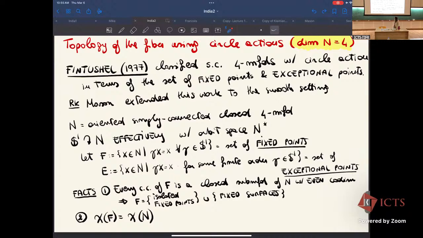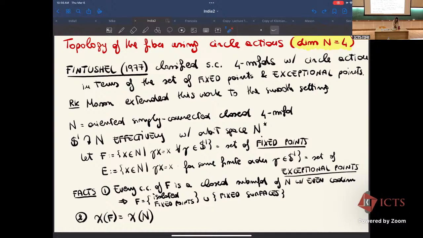What Fintushel showed is that every component of F is a closed submanifold of even codimension. And so these fixed points, as I was saying, come in two flavors: either they are isolated fixed points or they are fixed surfaces. In fact, these fixed surfaces are more annoying for calculating the invariant, and so in many cases there are no fixed surfaces except in some reducible cases.